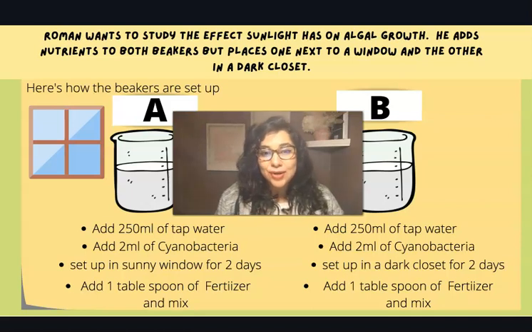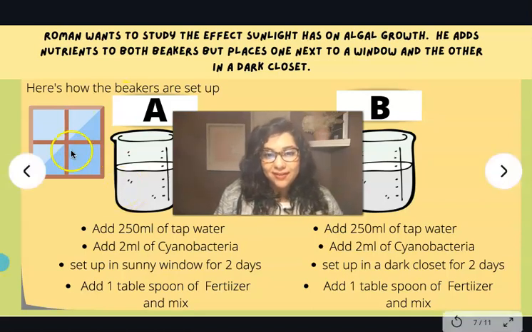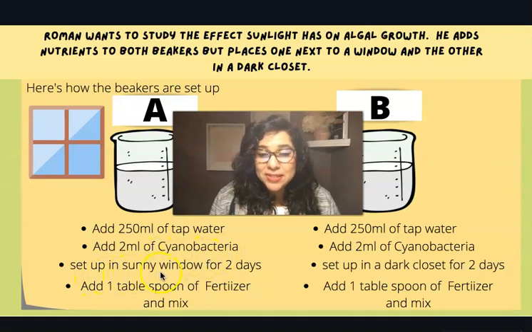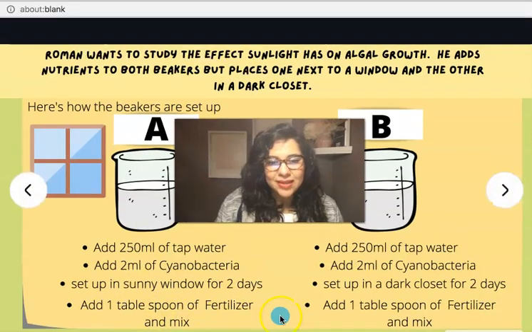All right, so here are how the beakers are set up. You have beaker A next to the window and beaker B, which will be placed in a closet. Beaker A has 250 mLs of tap water. We also added 2 mLs of cyanobacteria. We set it up in a sunny window for 2 days, and we added 1 tablespoon of fertilizer and mix. Now for beaker B, we added 250 mLs of tap water. We added 2 mLs of cyanobacteria. We set it up in a dark closet for 2 days, and we added 1 tablespoon of fertilizer and mix.